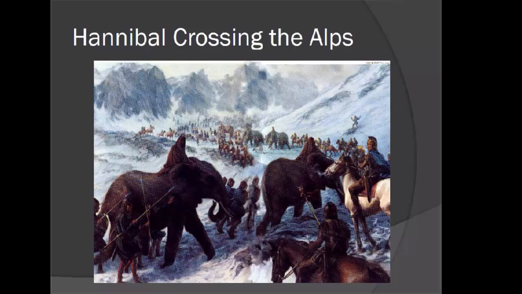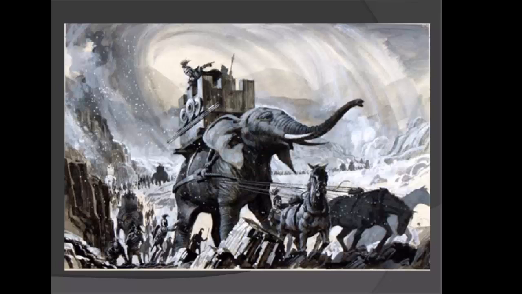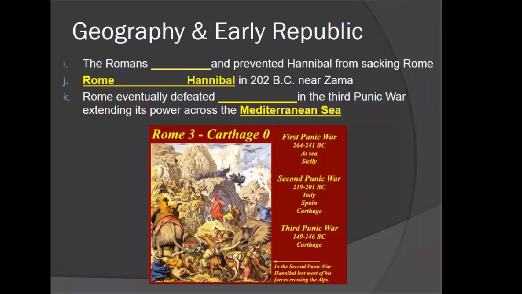Here's an artist's depiction of them moving their troops through the Alps with their elephants. This is a very famous one, actually, trying to direct his troops through the Alps. Carthage was very successful at this strategy when they hooked around from the north. They initially had defeated the Romans, but the Romans were able to retreat, regroup, and prevent Hannibal from sacking Rome. In the end, Rome defeated Hannibal in 202 BC near Zama. Rome eventually defeated Carthage in the Third Punic War, thereby extending its power across the Mediterranean Sea.